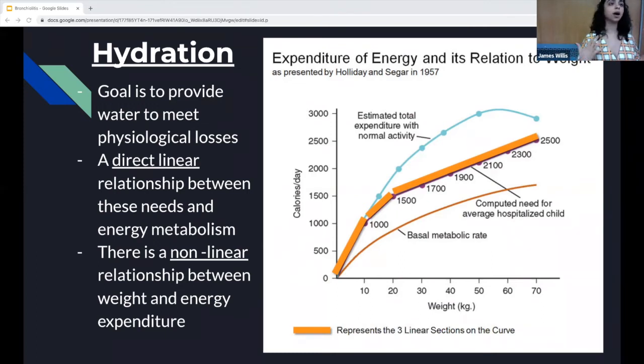What we use in pediatrics is the Holliday and Segar equation. It was in the 60s, and they found that there was a direct linear relationship between physiological water needs and energy metabolism. And the relationship between weight and energy metabolism was found to be non-linear. So they constructed this curve, which you can see is in the middle. And it comprises 3 linear sections. So that's kind of where we get our 4-2-1 rule that we mentioned to you guys when you're in the PDER. So you have the section between 0 and 10 kilos, 10 and 20, and then 20 and above.